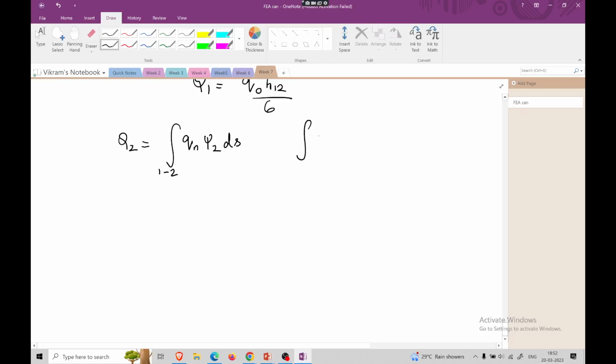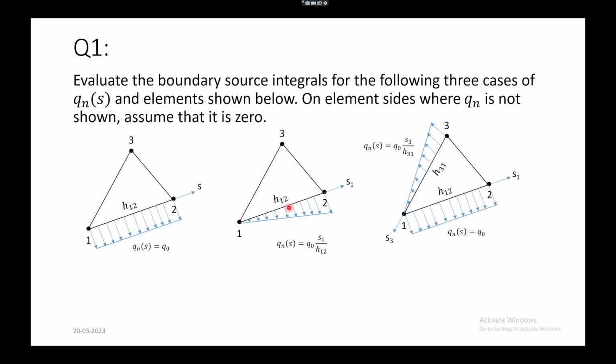So for these two examples, is it okay? Is there any doubt? So this is how we calculated the boundary source. If you have any doubt, please intervene.